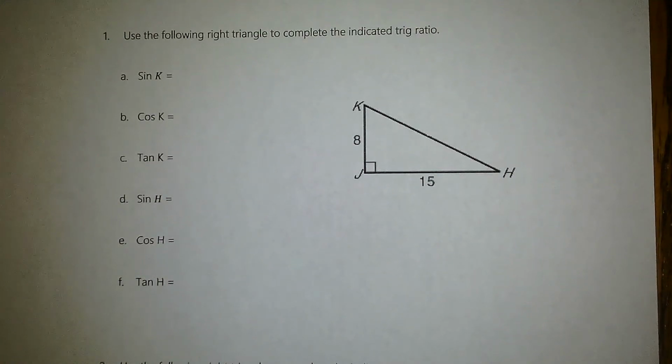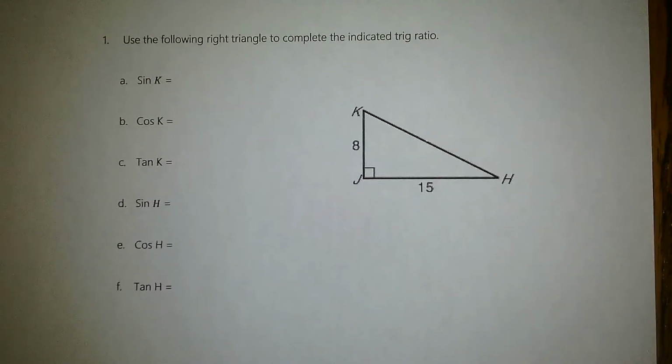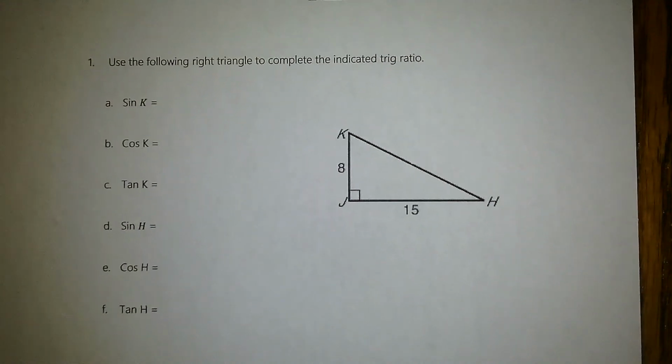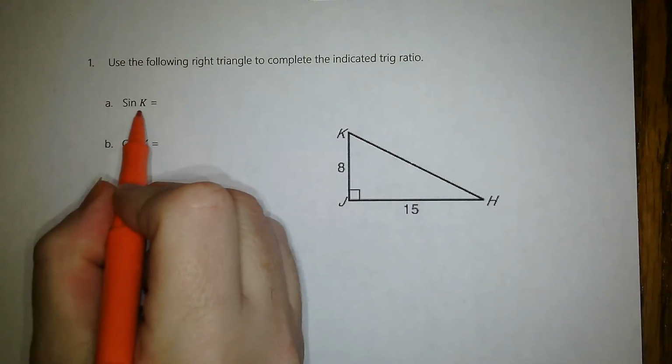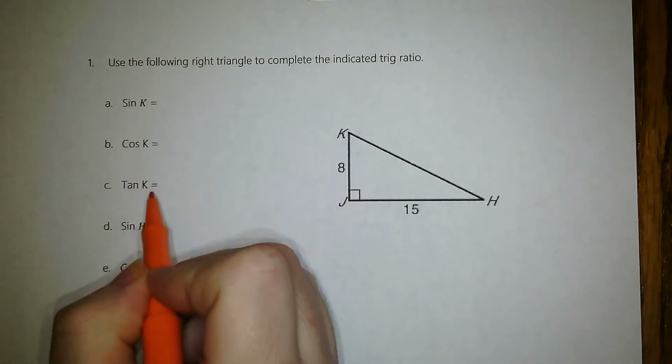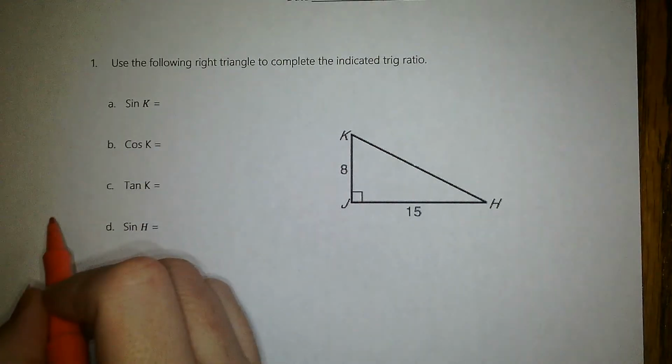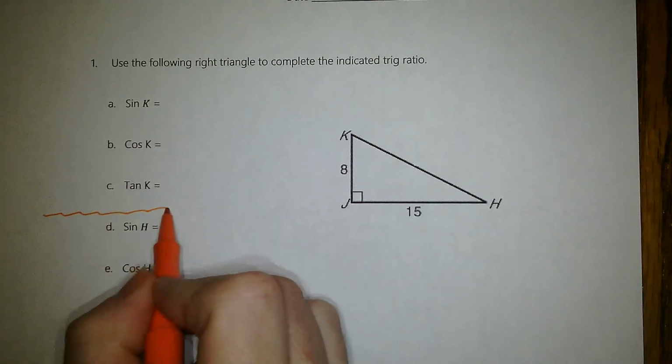Now that you know how to label these triangles, what we need to do now is be able to use our labels to write a trig ratio. Now, there's a lot of information that's going to go on this sheet, so you want to make sure that you are paying attention and writing everything down. The first thing you need to know is that whatever letter comes after the sine, cosine, or tangent function, that's the angle theta that they're referring to.